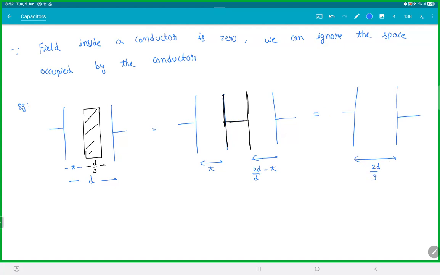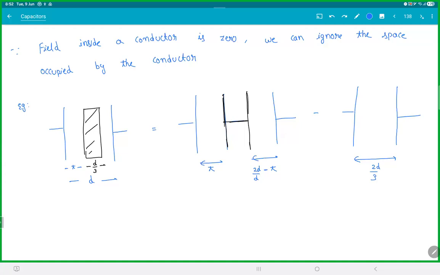Is this making sense? That is what I mean by ignore that space. You can literally remove this d by 3 distance from here and bring the plates closer. So this is as good as keeping 2d by 3. And this is independent of where you keep the conductor slab. You can put the conductor in the middle, to the side, to the corner. It's not going to affect your answer. Is this clear, everyone?